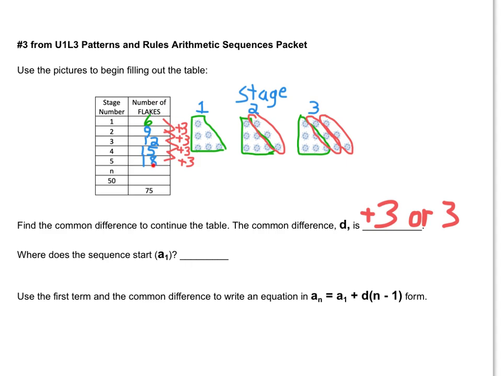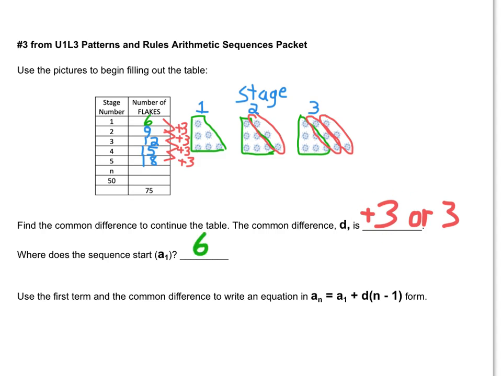Typically, we're given the sequence already, which is why we have to find the difference. And normally we just take the known numbers, subtract from the previous number, and then we get our common difference. So typically the sequence is already given, and then you need to find the common difference, which is just taking 18 minus 15, 3. 15 minus 12, 3, etc. Next question. Where does the sequence start? A sub 1. Well, a sub 1 means the first number, stage 1, and that answer is 6.